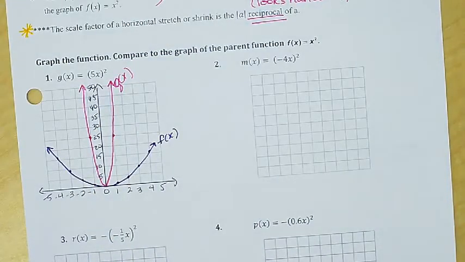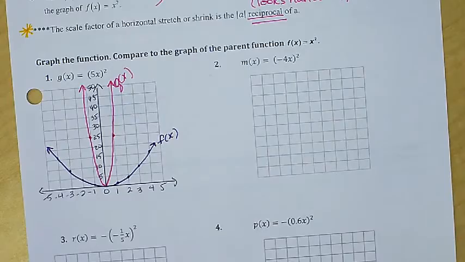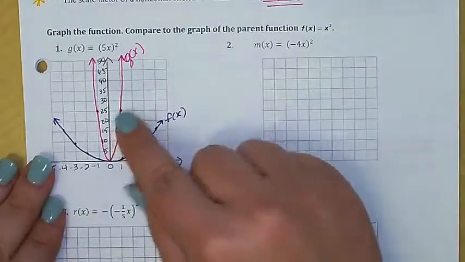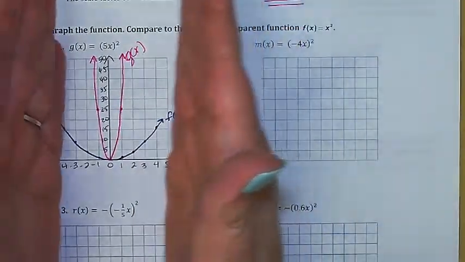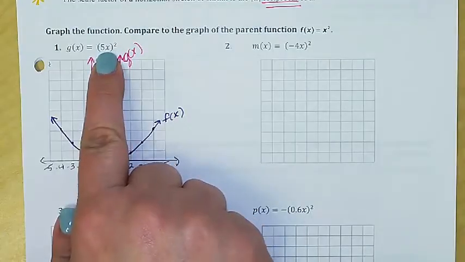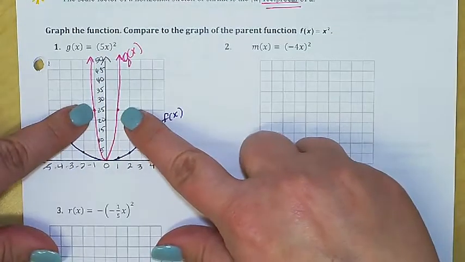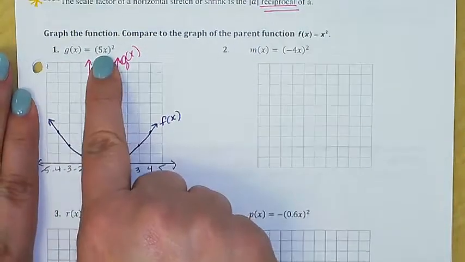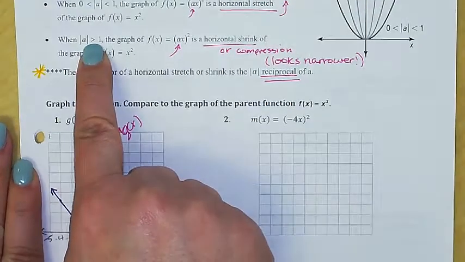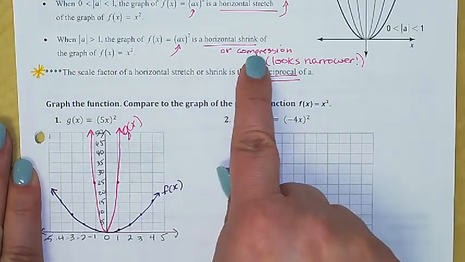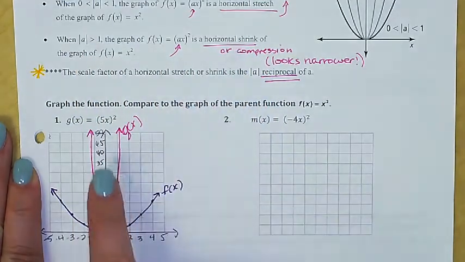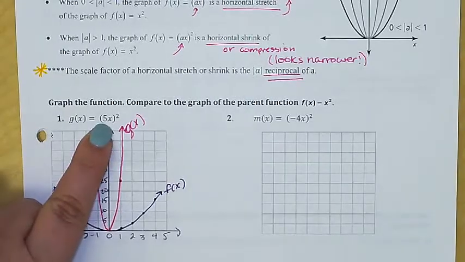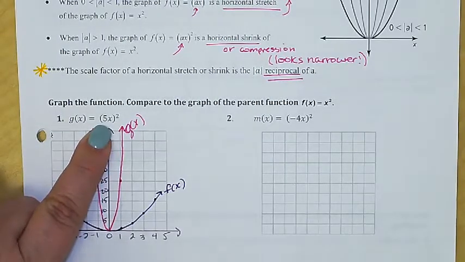But let's talk about the description, because that's what I really want to focus on. For the description, we're not going to talk about this from a vertical point of view. We're now going to talk about it from a horizontal point of view. If it's on the inside of the parentheses, we're going to describe this narrow graph from a horizontal perspective. And since that a value is greater than 1, it's going to be a horizontal compression by the factor of 1/5, which is the reciprocal here.